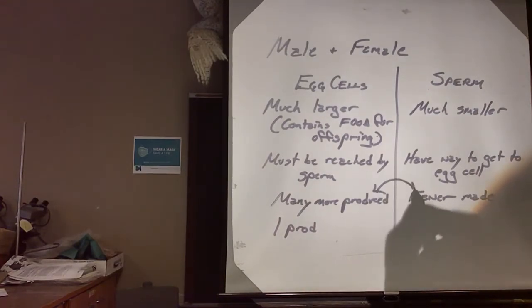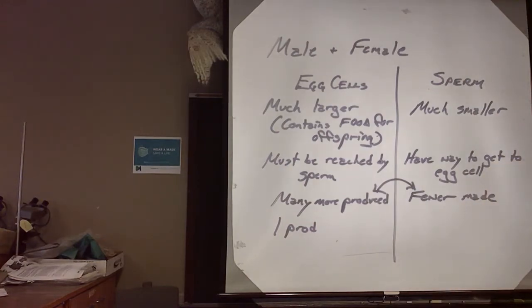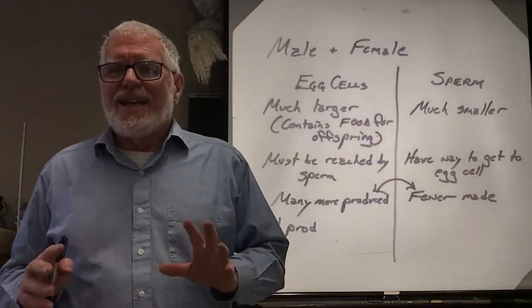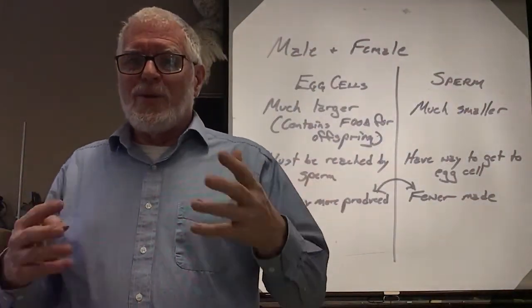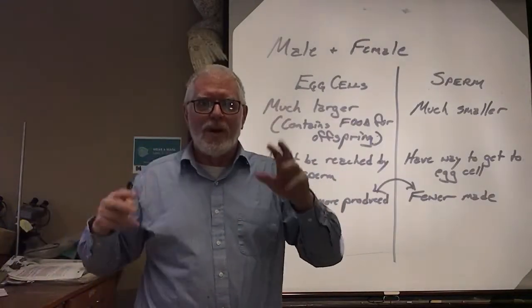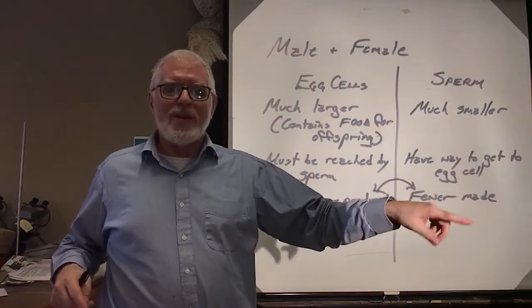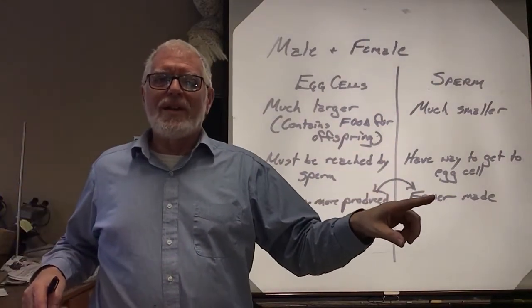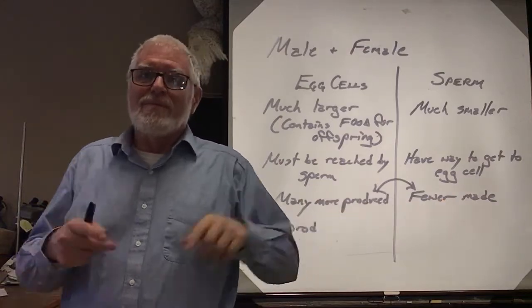Sorry, I put that down backwards. The screen I'm looking at, in order to see what's going on here, is reversed, and sometimes I reverse what I'm doing when I write it down. When I went to write down again, I noticed now there's way more sperm made and fewer egg cells, so switch those around.